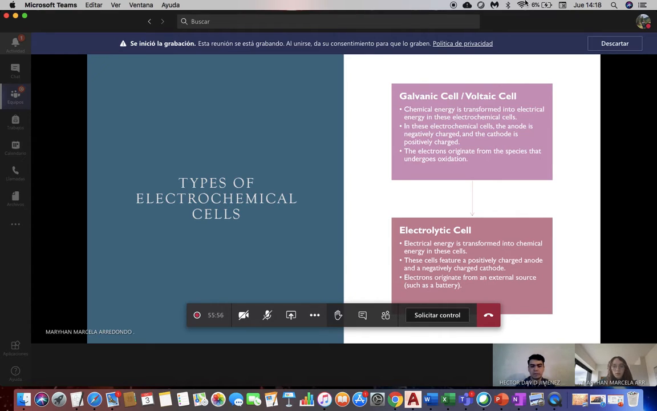In the other type of cell, the electrolytic cell, the electrical energy is transformed into chemical energy. These cells feature a positively charged anode and a negatively charged cathode, and the electrons originate from an external source, such as a battery.